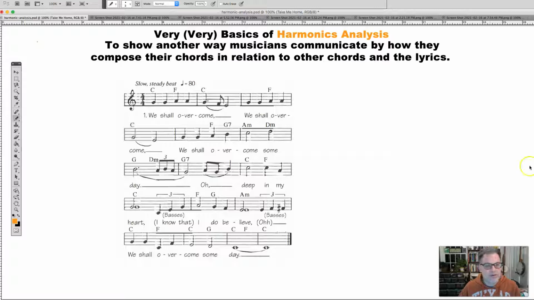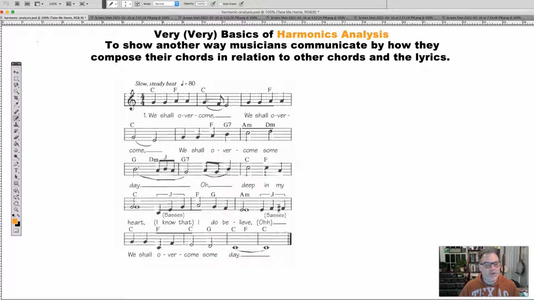It's really quite nice. So we are going to need a piece of sheet music, and we're using We Shall Overcome because we're talking about freedom spirituals and freedom songs, and this is the one, right? This is the famous one from the Civil Rights Movement, so why not start with this one right here?